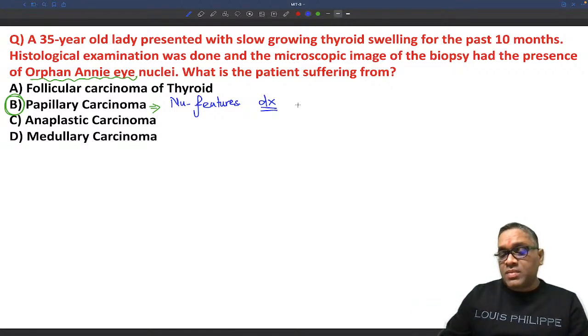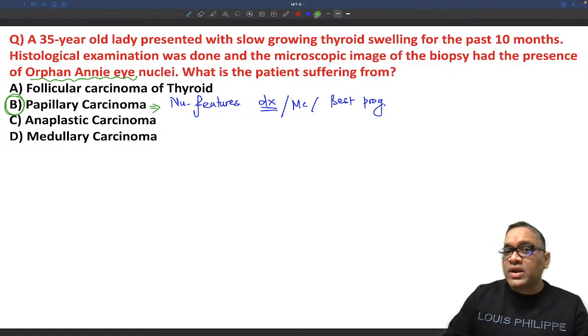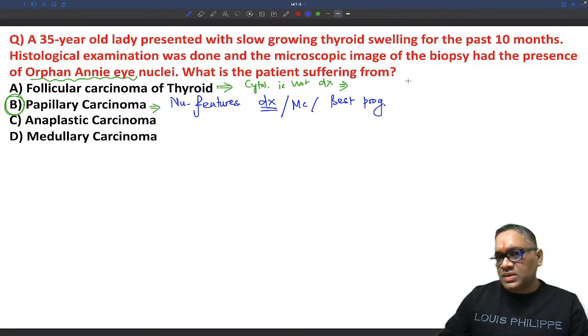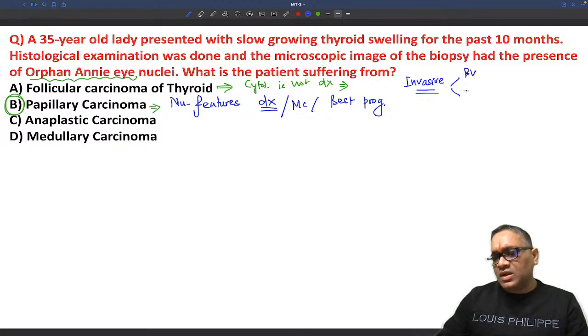So these are important. And remember, papillary carcinoma of thyroid is the most common cancer of the thyroid, and it has the best prognosis among all types of thyroid cancer. Right. Cytology cannot diagnose which thyroid cancer? Why is cytology not diagnostic? Because follicular carcinoma diagnosis is given on the basis of invasiveness. So either blood vessel or capsule invasion should be present for follicular carcinoma of thyroid.